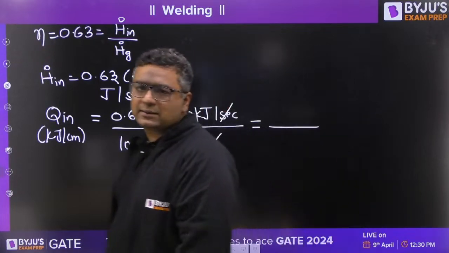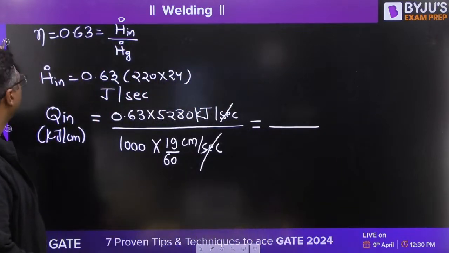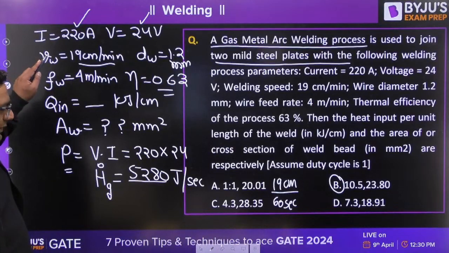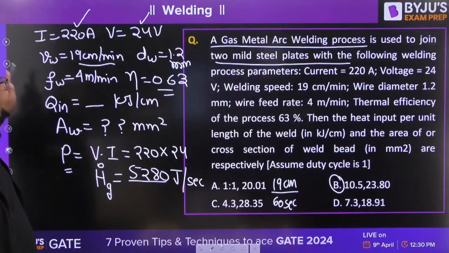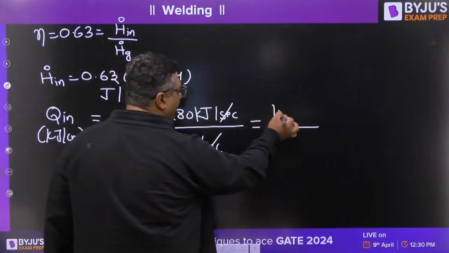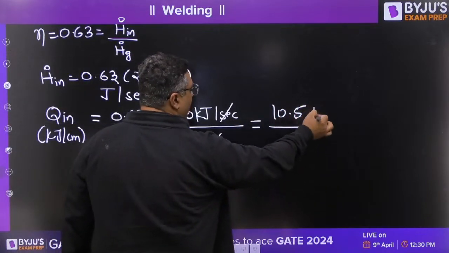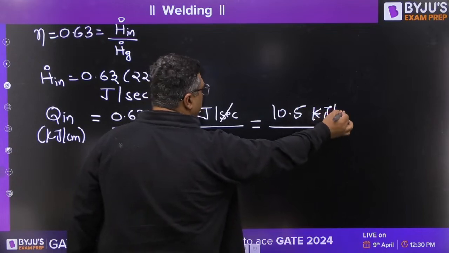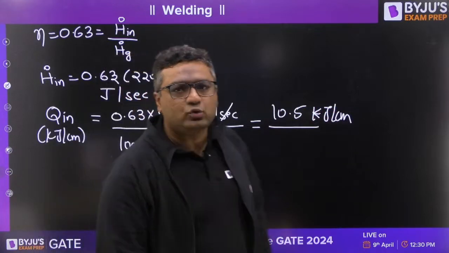Let me check the question. The question is asking kilojoule per centimeter, it is 10.5. Very good, Kiran. So it will be coming out to be 10.5 kilojoule per centimeter.